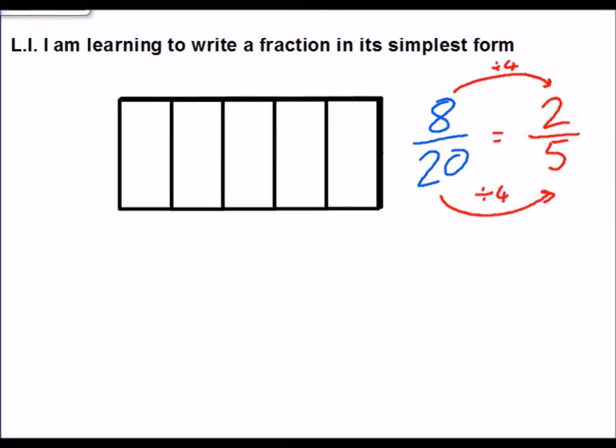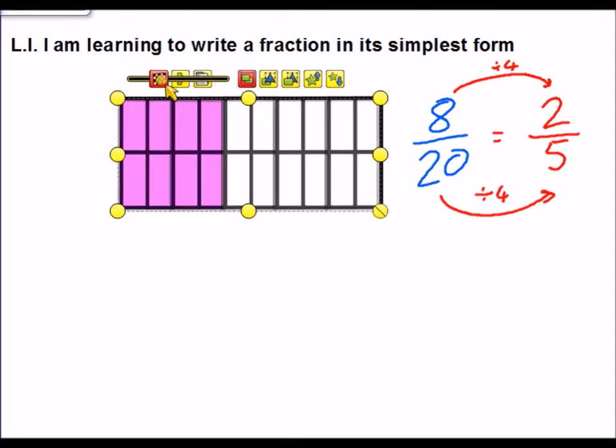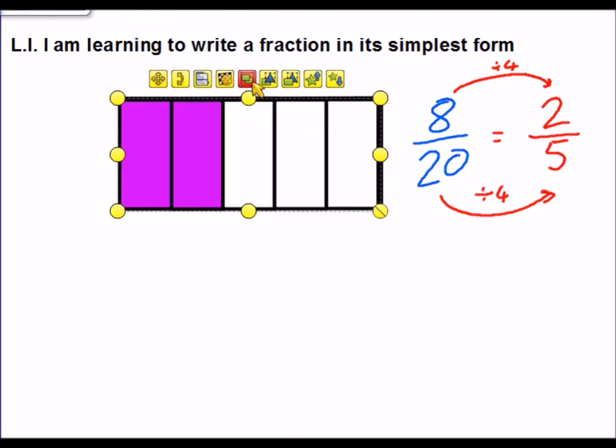2/5 is equivalent to 8/20. So here, I've got 2/5, 8/20, same thing, same proportion of the shape. So I can divide it in stages, going step by step, dividing by 2, then 2 again, or I could divide in one jump, going straight, dividing by 4 straight away.